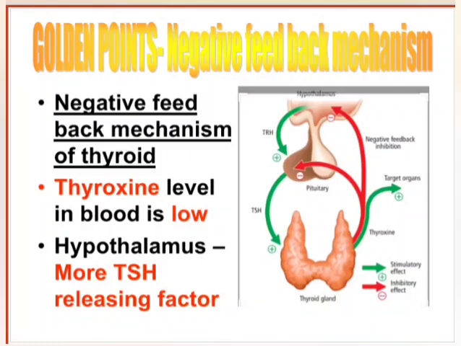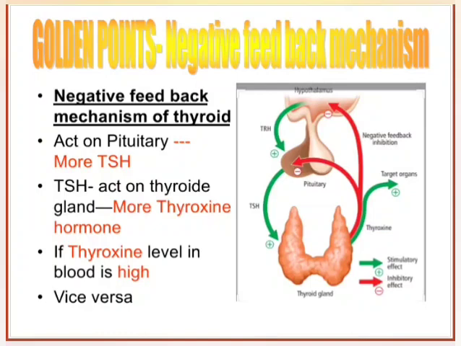Now look at the negative part, the negative feedback mechanism. That means the red color part. Suppose the thyroxine hormone in the blood is reduced, that information is sent back to the hypothalamus. Now the hypothalamus secretes more TSH releasing factor. That stimulates the pituitary gland to secrete an excess amount of TSH. That excess TSH once again stimulates the thyroid gland to secrete more thyroxine. This is called the negative feedback mechanism.